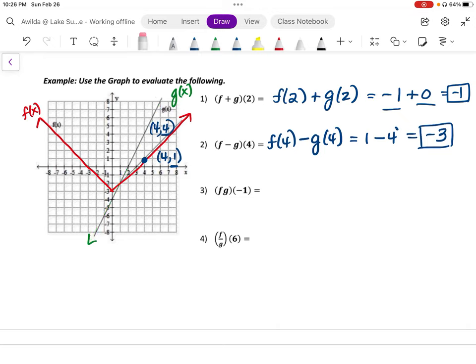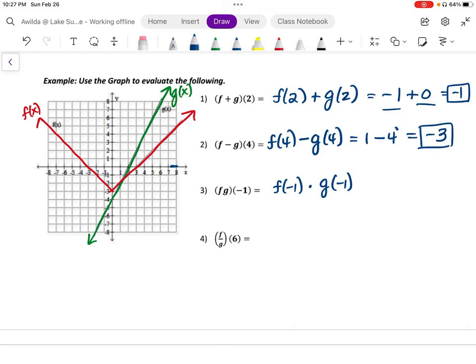All right, let's erase the blue dots, and let's go back and look at multiplication next. So now we have f times g evaluated at -1 for x. By definition, this is going to be equal to f of -1 times g of -1.